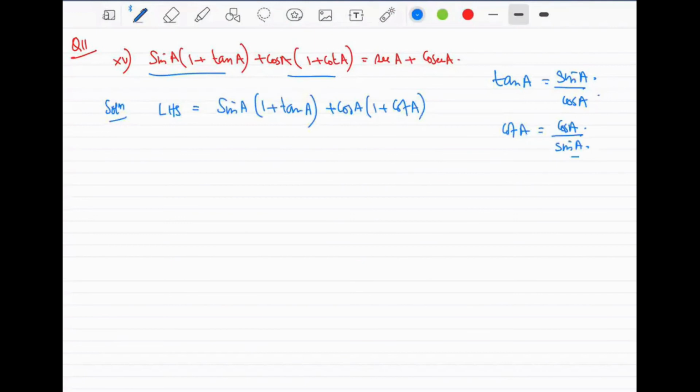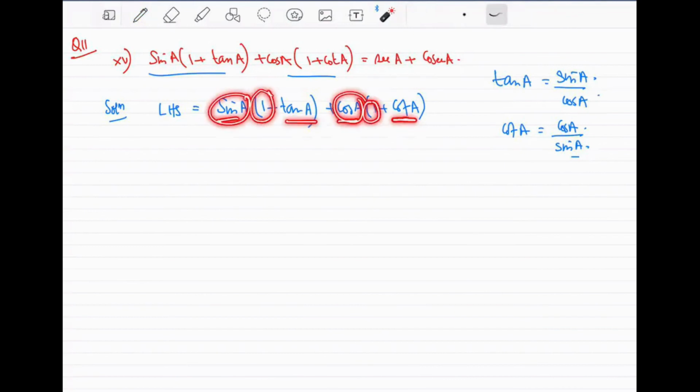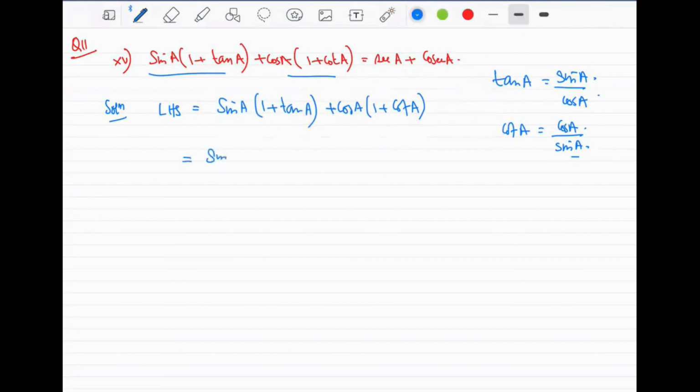Okay, the first step we want to do is change everything that is not sine and cos into sine and cos. There is tan and cot right here. Sine A and cos A we are not going to change. We are just going to change the tan A and cot A. Use these formulas. So we will have sine A times 1 plus.